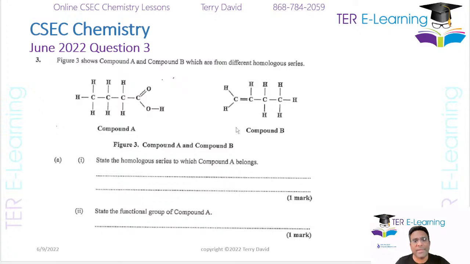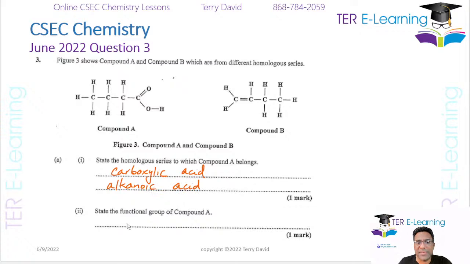So this third one here, compound A, compound B, state the homologous series to which A belongs. So what does A belong to? If you look here, you have an acid group, so you're going to say a carboxylic acid, right? The other word we can use is alkanoic acid. So any one of those, you will get your one mark.